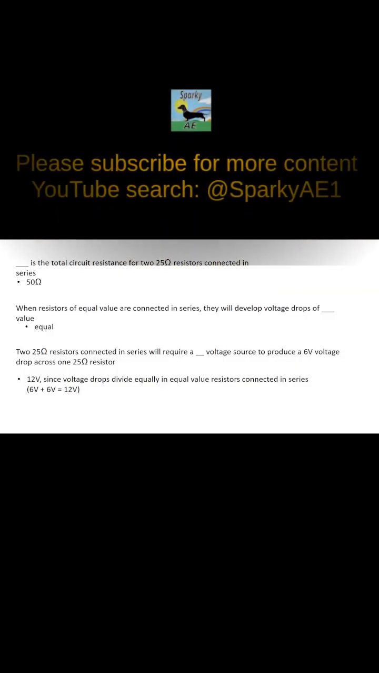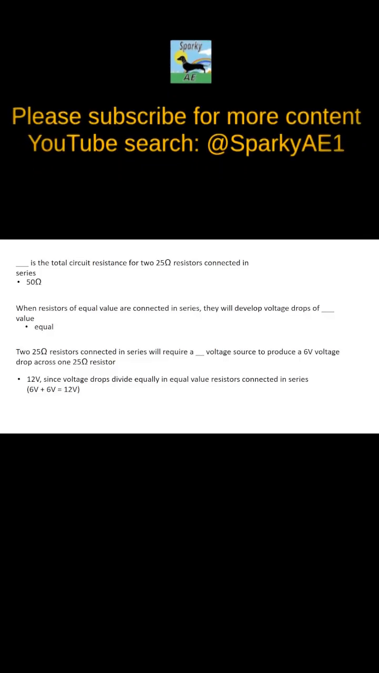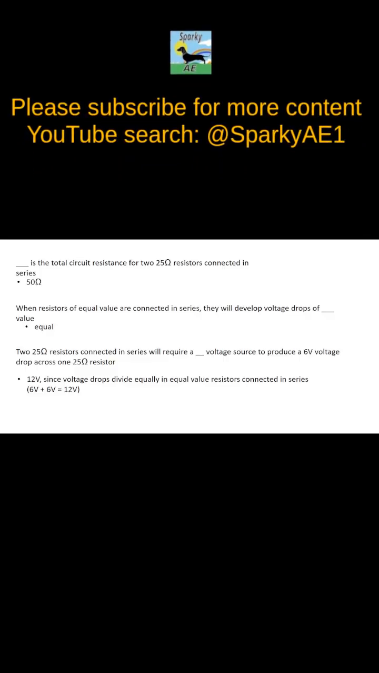So thinking about this, with 25 ohm resistors connected in series, what kind of voltage will it require to produce a 6 volt drop across one 25 ohm resistor? That would be 12 volts. Since voltage drops divide equally in equal value resistors connected in series, if you have 6 volts plus 6 volts, that would be 12 volts. So if you have equal valued resistors of 25 ohms, you would need 12 volts. If you had a 24 volt source, then the voltage drop at each resistor would be 12 volts.